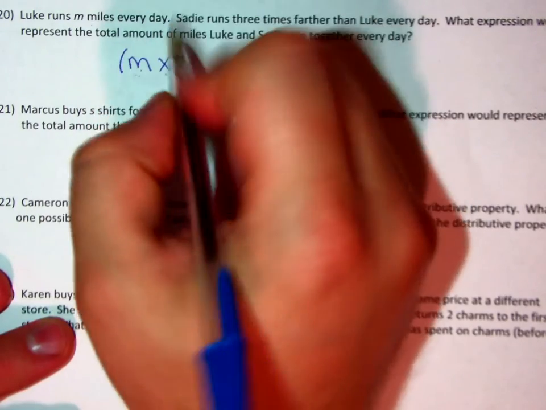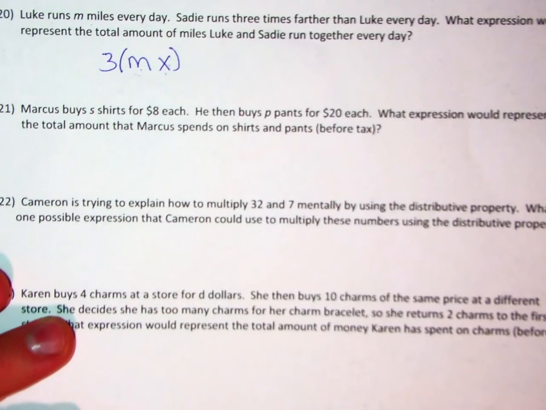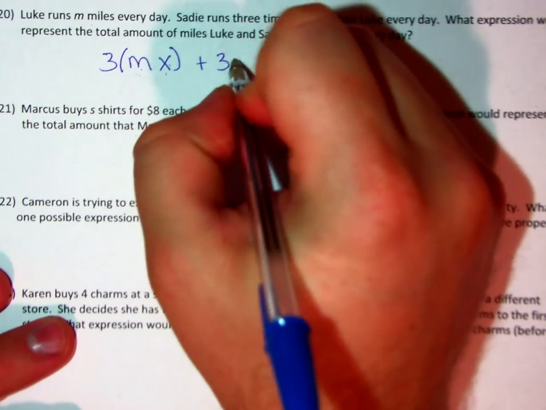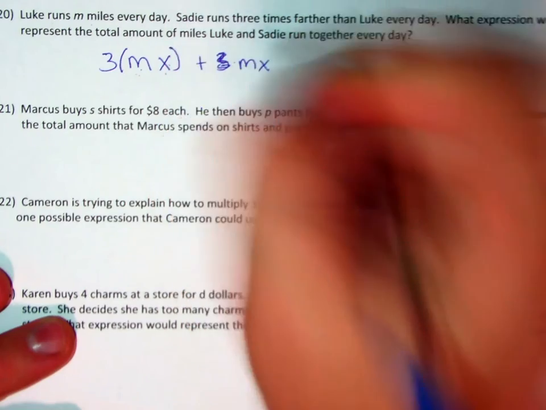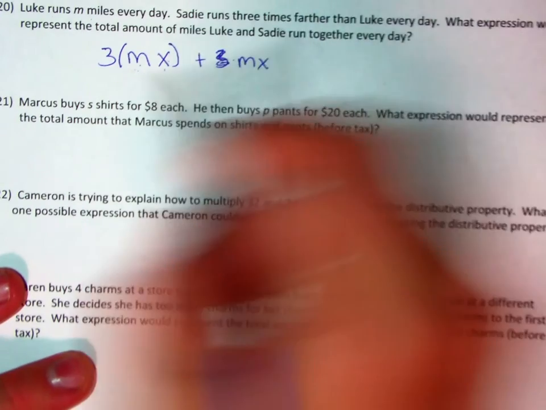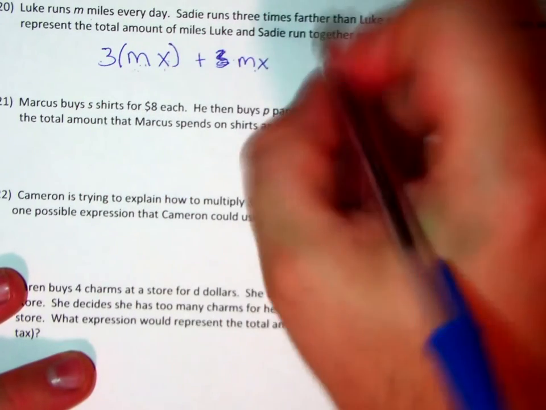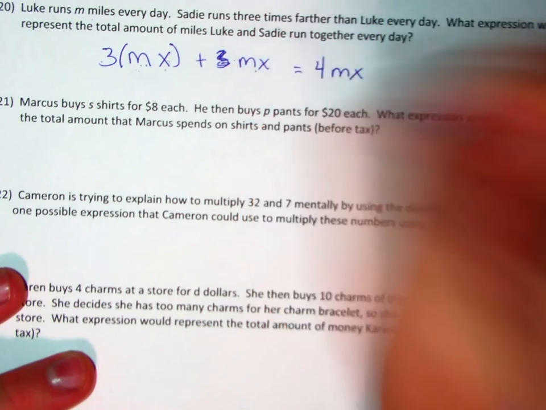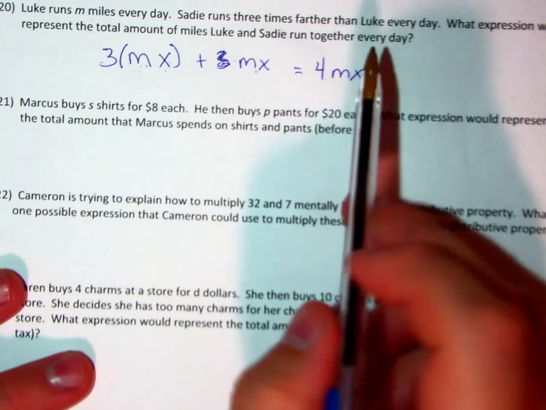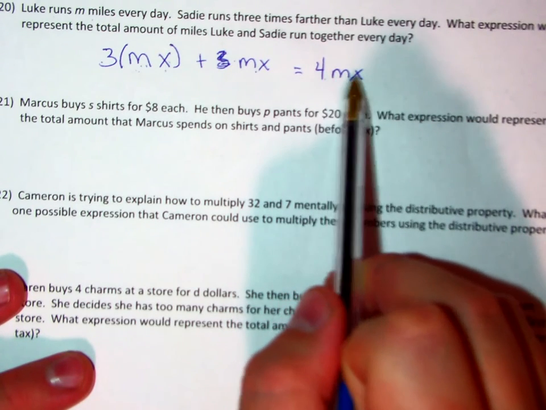So we simply need to multiply that portion of the expression by 3 to figure out how much Sadie runs, and then add that back into what Luke runs. It's not 3mx. Luke only runs mx. So together we have 3mx plus mx equals 4mx. That would tell me how many miles they run together for each day.